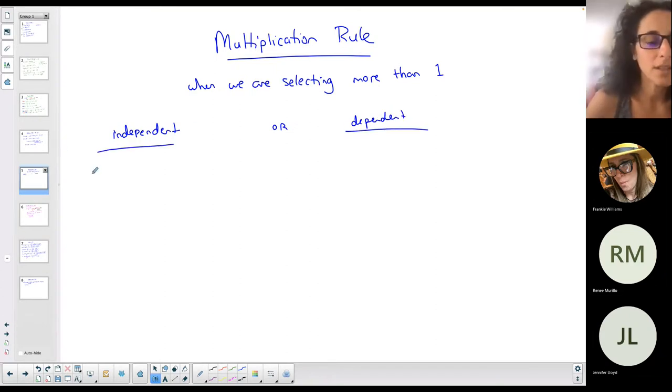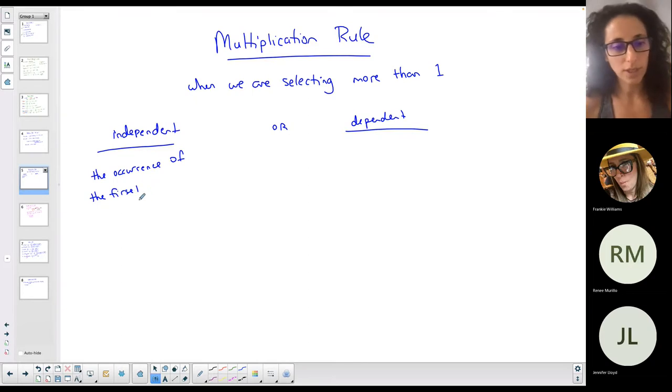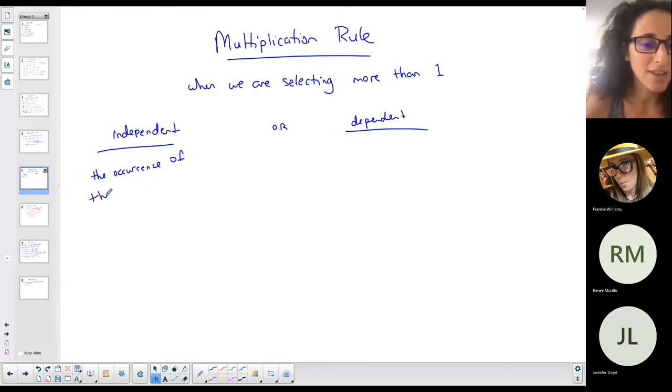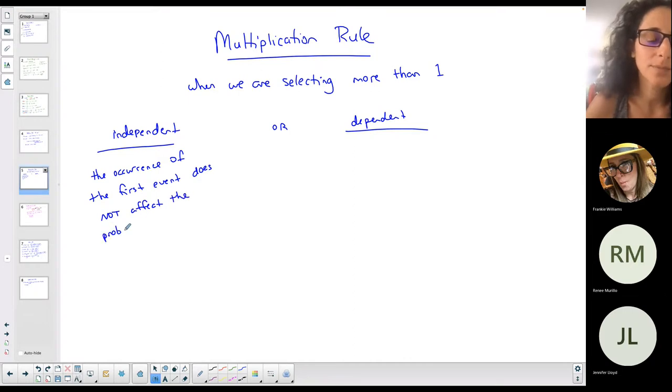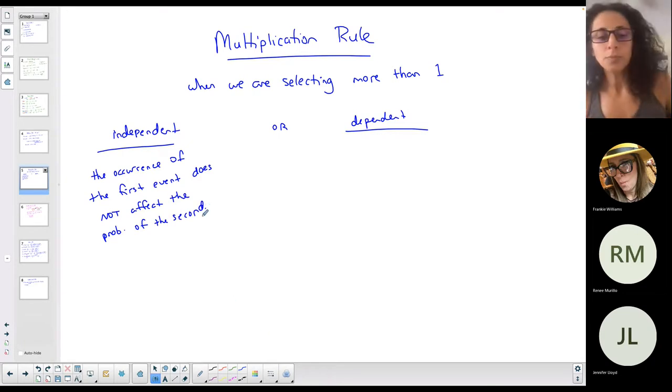And independent events, the occurrence of the first event. Wow, okay, that's an interesting way to spell first. My brain obviously went faster than my hand. The occurrence of the first event does not affect the probability of the second. And so on and so forth, because you can have more than two, obviously.